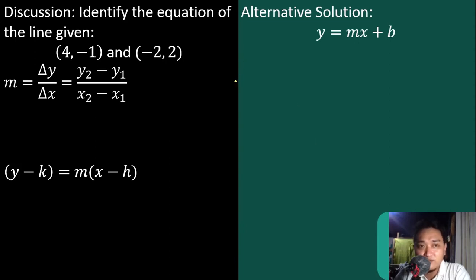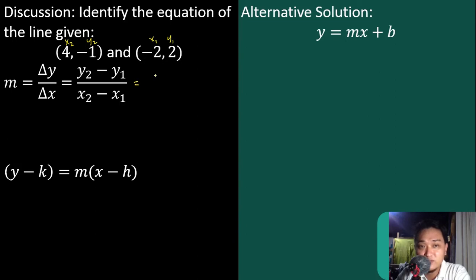Let us try to have one more example. Let's say we want to identify the equation of the line given these 2 points, negative 2, 2 and 4, negative 1. Now, let us assign sub 1 and sub 2. So, let us assign this as x sub 1. Let us assign this as y sub 1. Then, let us assign this as x sub 2 and then y sub 2. First, let us find the slope. Let us solve first for the slope.